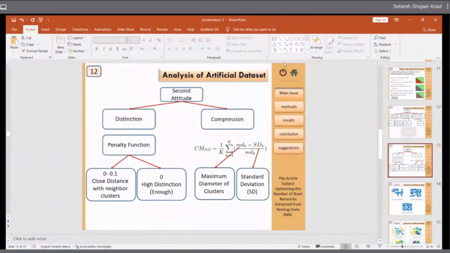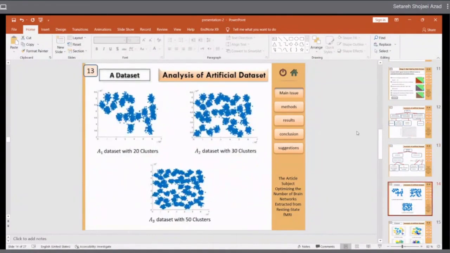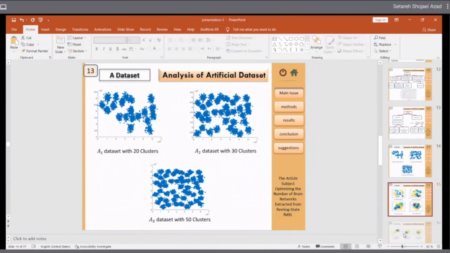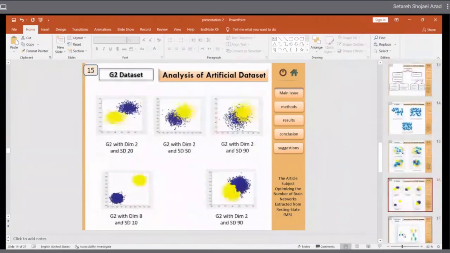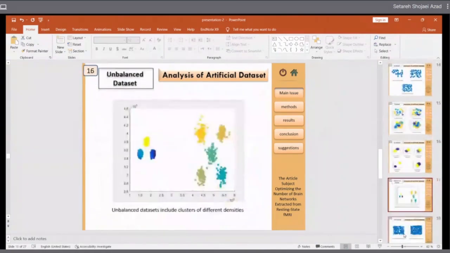The maximum diameter is obtained by finding the maximum Euclidean distance between all pairs of points in a cluster. And as you can see, I should go through them, because I don't have time to talk about them briefly.